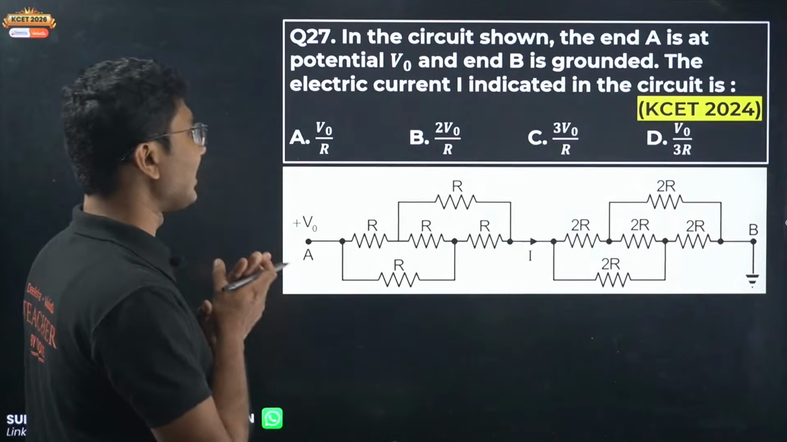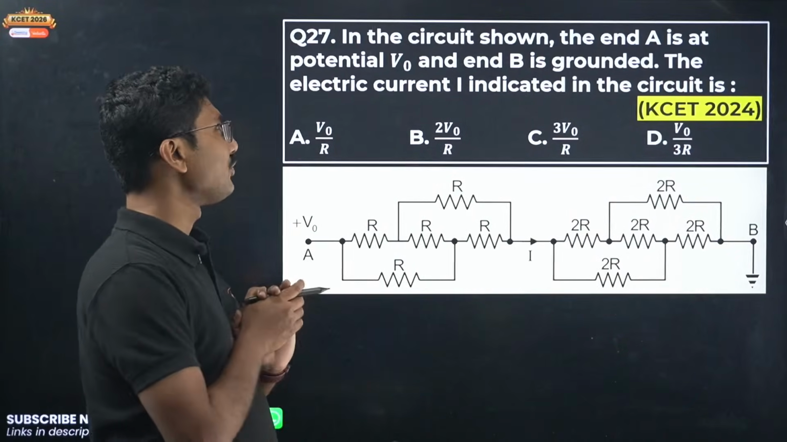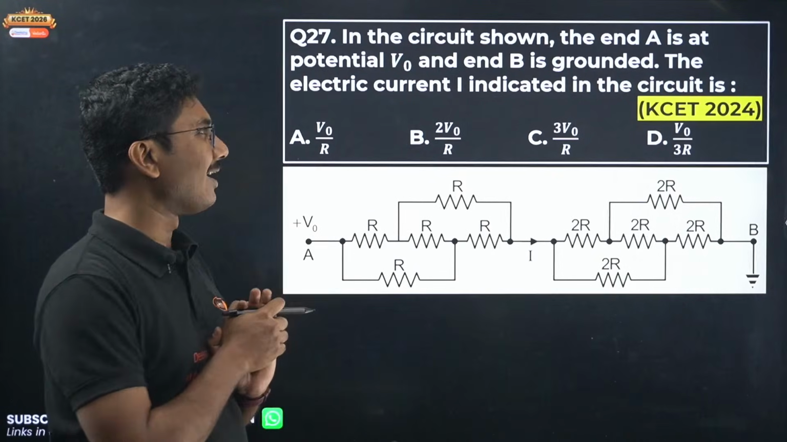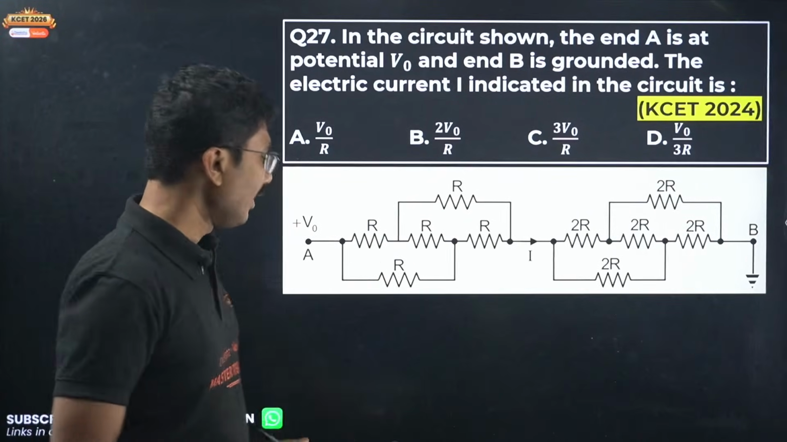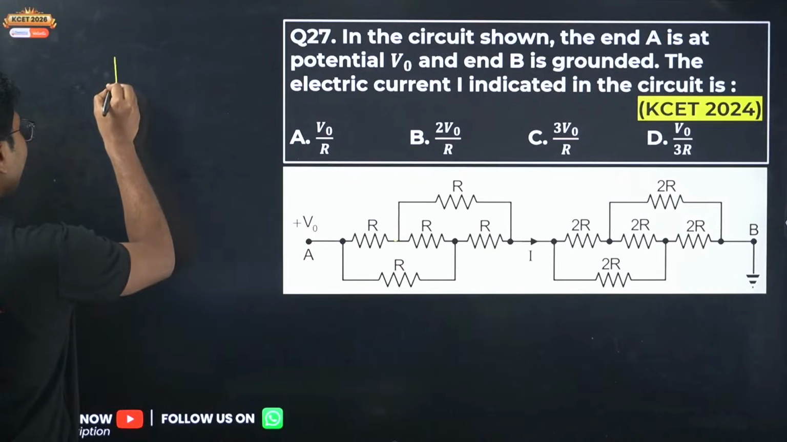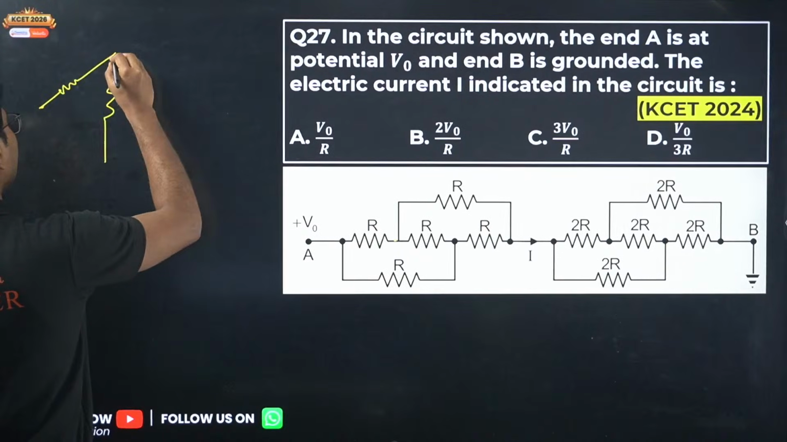Question number 27, very interesting question. In the circuit shown, the end A is at potential V0 and end B is grounded. The electric current indicated in the circuit. Okay, so this question, now I will tell you one thing. If you redraw this circuit like this, then it will be very, very helpful for you.